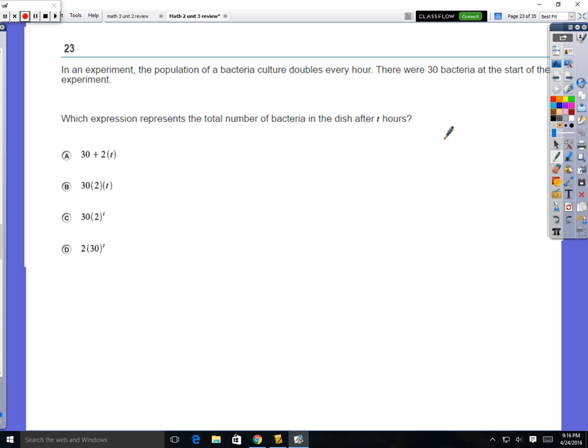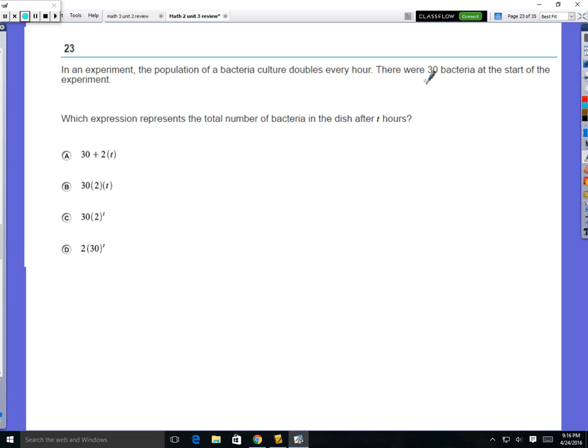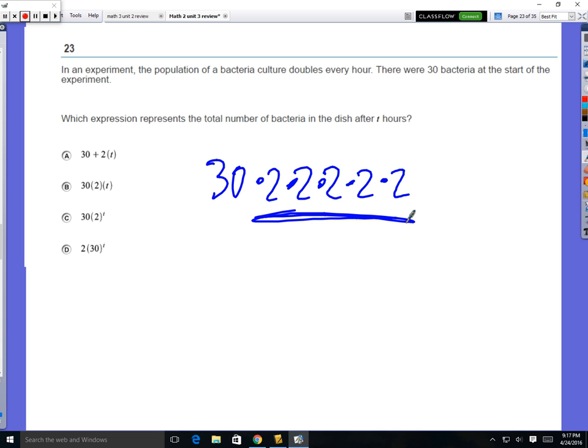23. In an experiment, the population of a bacteria culture doubles every hour. There are 30 bacteria to start. So 30, 1 hour, double. 2 hours, double that. 3 hours, double that. 4 hours, double that. 5 hours. So what's happening is repeated multiplication. And repeated multiplication is the same thing as 2 to the 5 if it was 5 hours. If you want to double it for 7 hours, you do 2 to the 7. So we're going to double it for 2 to the x, and x can be any hour we want. But then you've got to times it by that initial 30. So we're going to go C.